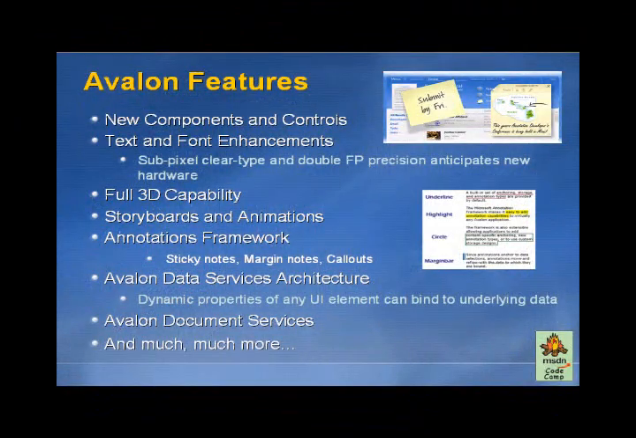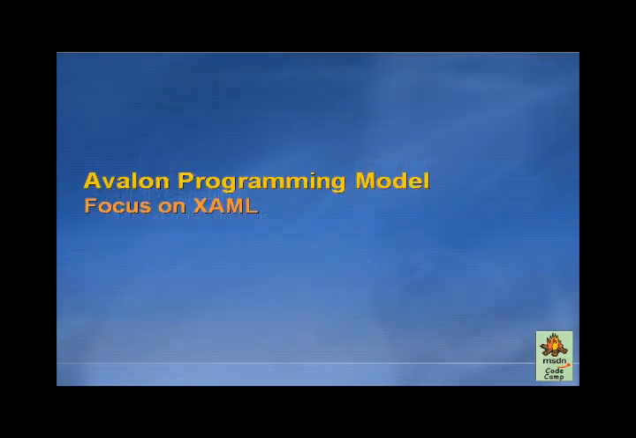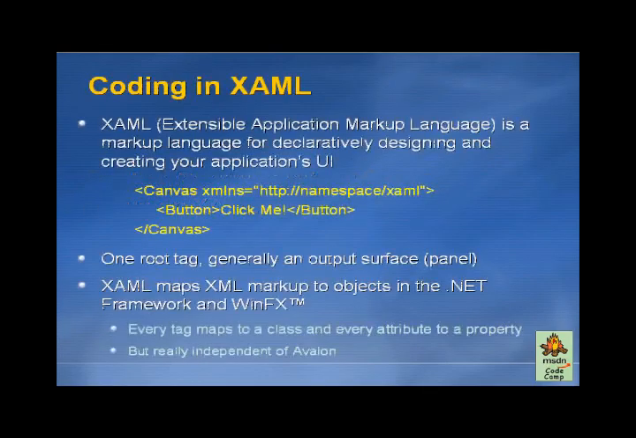It includes an Avalon data services architecture that lets dynamic properties of any UI element be bound to underlying data, like a database table, a custom CLR object, anything you can think of. It includes an Avalon document services framework. All kinds of stuff is not available in Windows now, so it's a very broad and very deep set of technologies. All right, we're at TechEd, we're coders, let's talk about code.